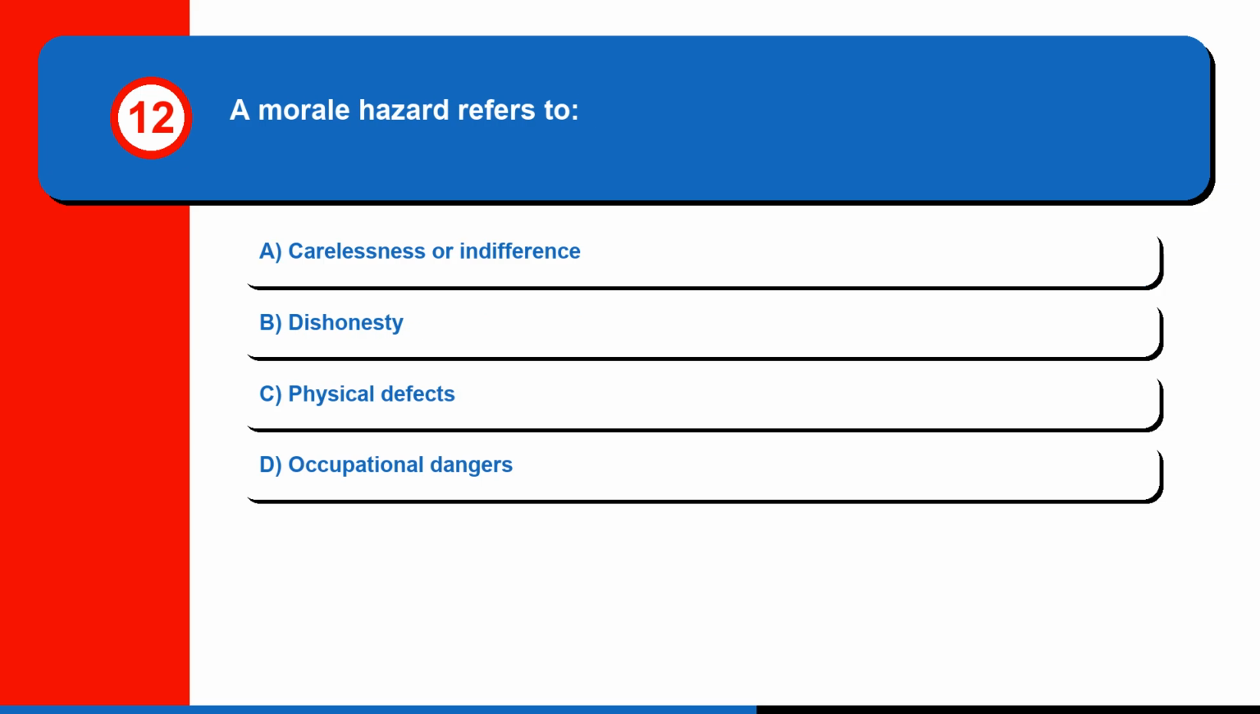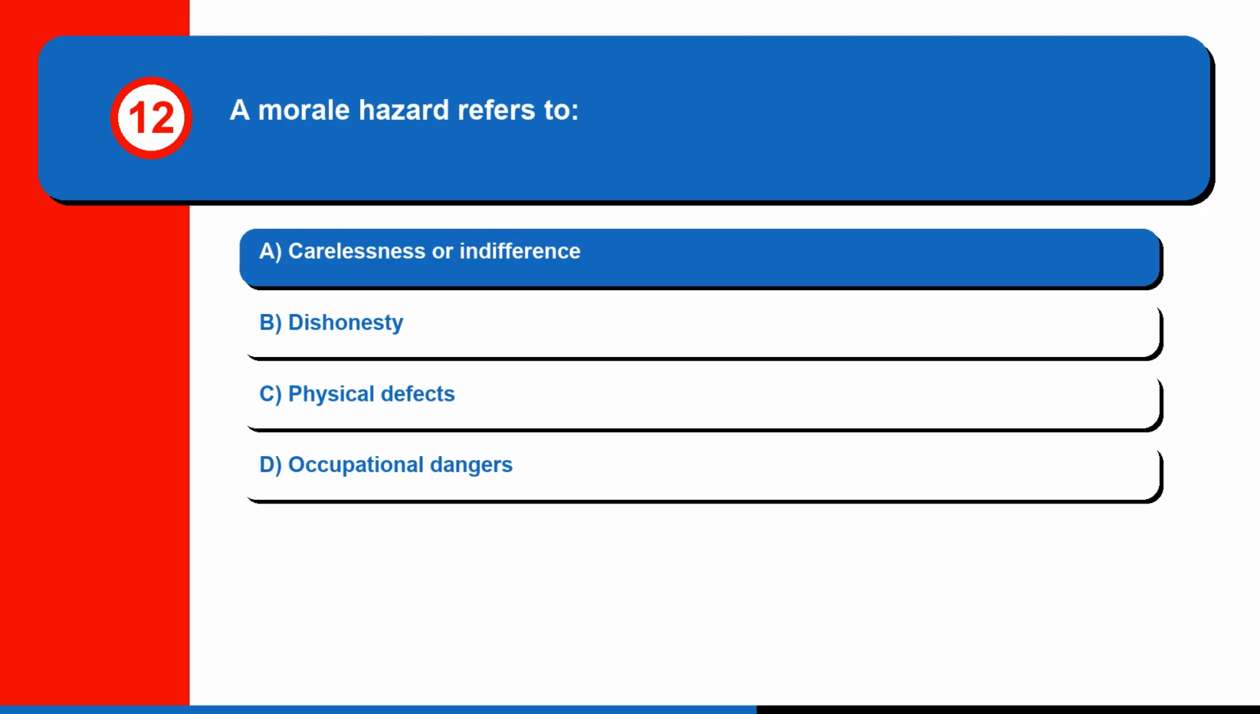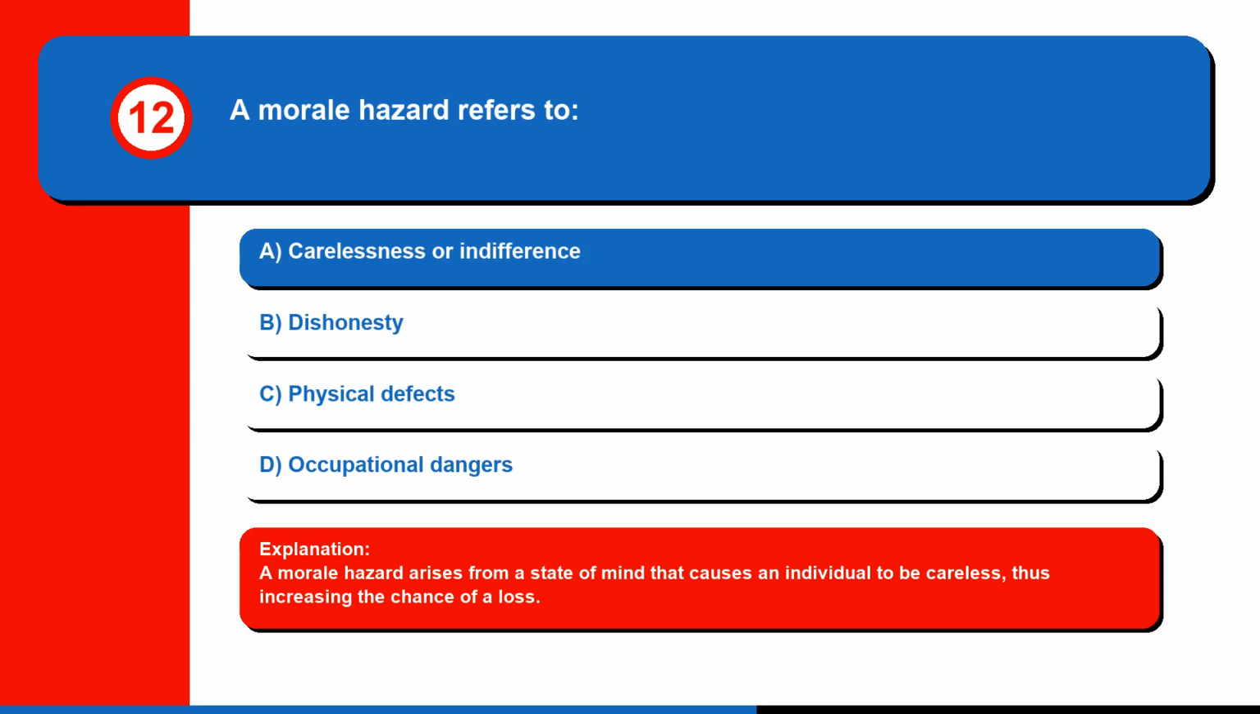Question 12. A morale hazard refers to A. Carelessness or indifference, B. Dishonesty, C. Physical defects, or D. Occupational dangers. The correct answer is A. Carelessness or indifference. A morale hazard arises from a state of mind that causes an individual to be careless, thus increasing the chance of a loss.